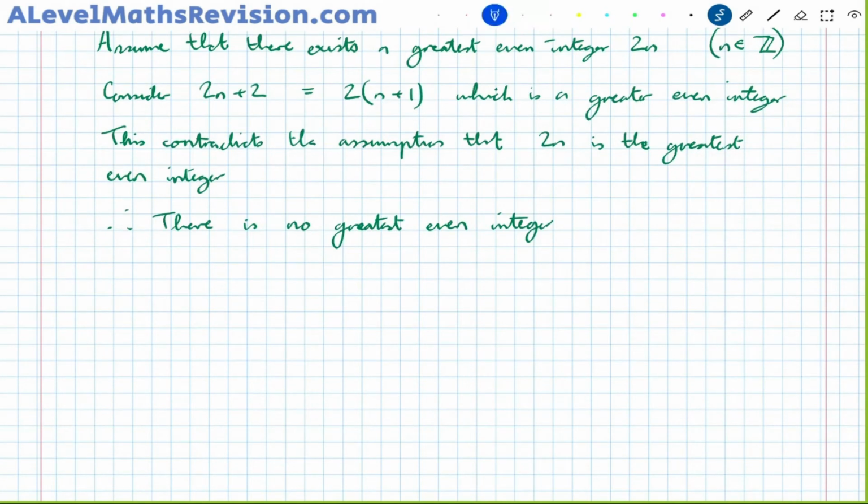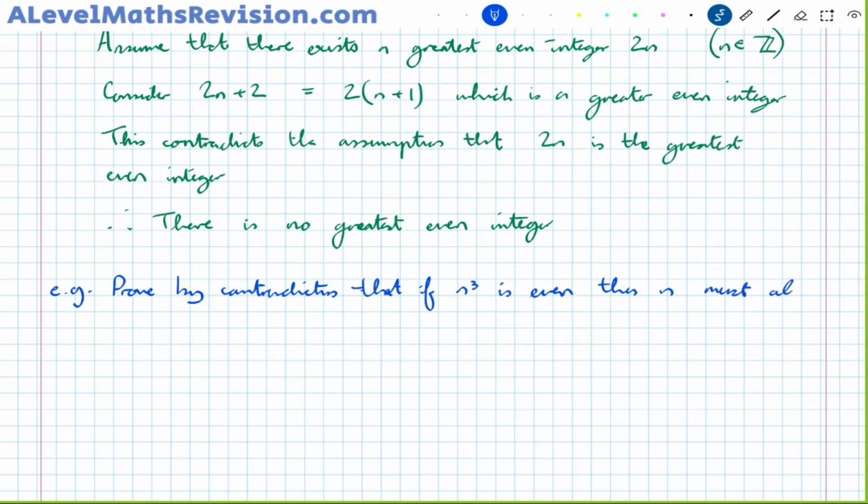Let's do another. E.g., prove by contradiction that if n cubed is even, then n must also be even. So take 30 seconds to write down the converse of that statement. Assume the opposite. Then we're going to do some maths until it appears that our statement was nonsense.